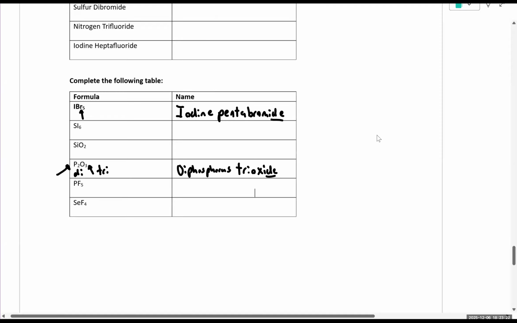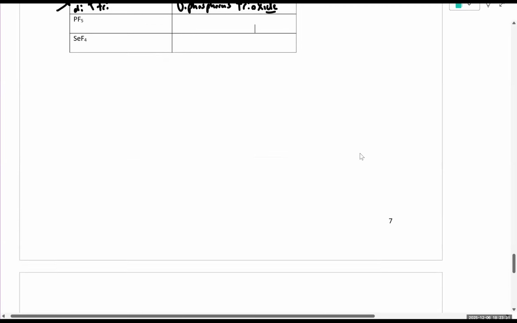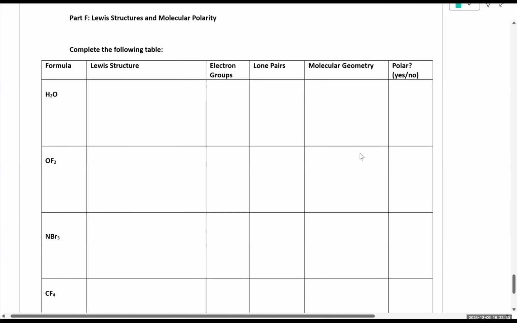So with this example in mind for naming covalent compounds, I'd like you to complete the remaining examples independently. Okay, last activity for this lab report. So here we're asked to draw some Lewis structures.